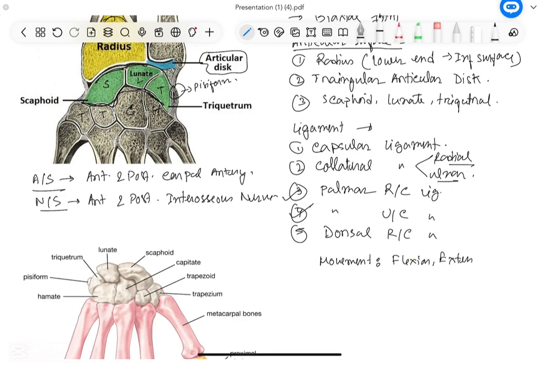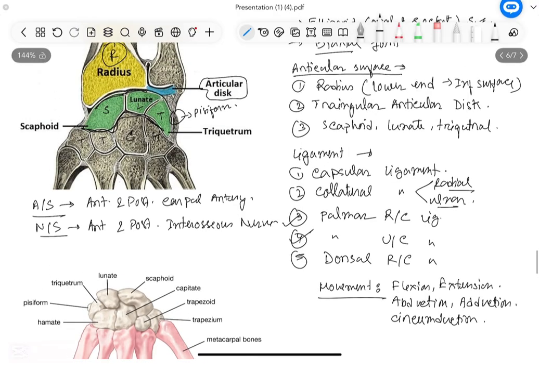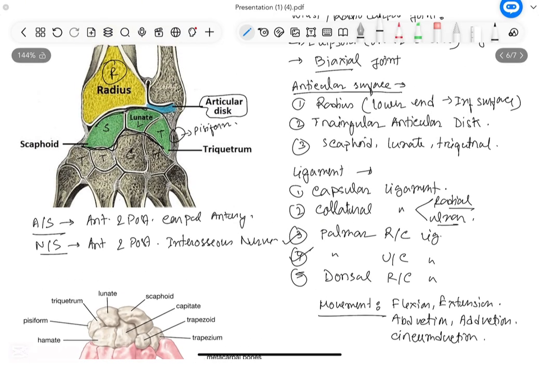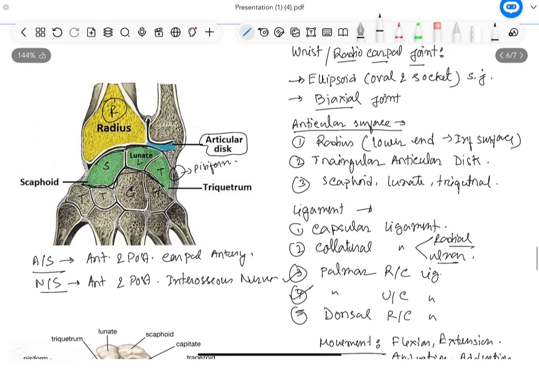So the movements are flexion, extension, adduction, abduction and circumduction. These are the movements related with this wrist joint, or radiocarpal joint. So, related to the radiocarpal joint, these are the information we have to remember.